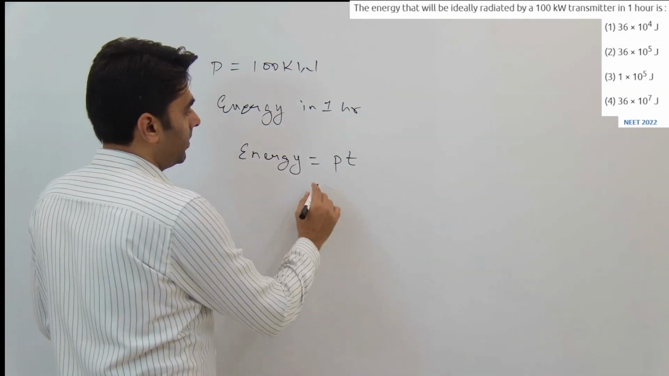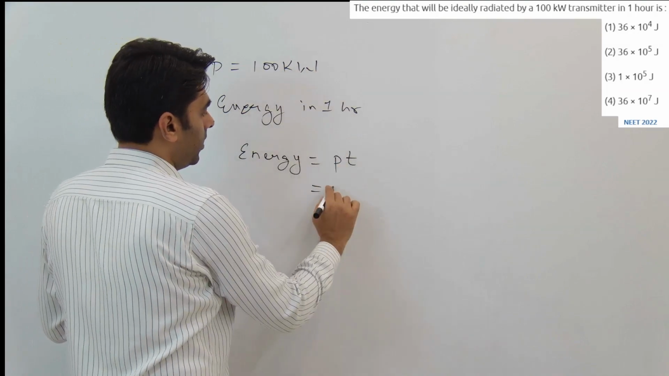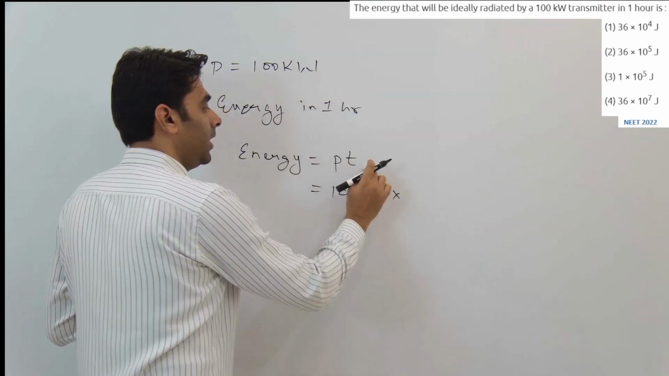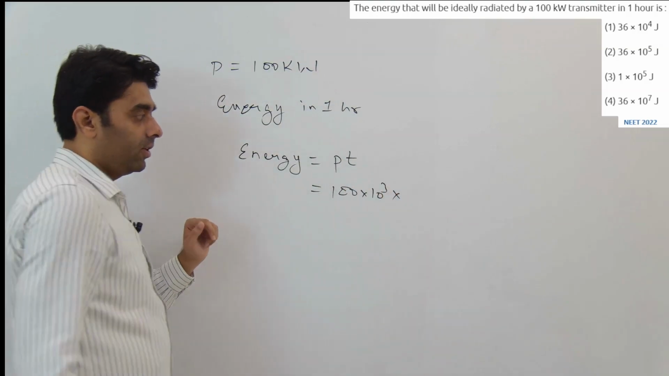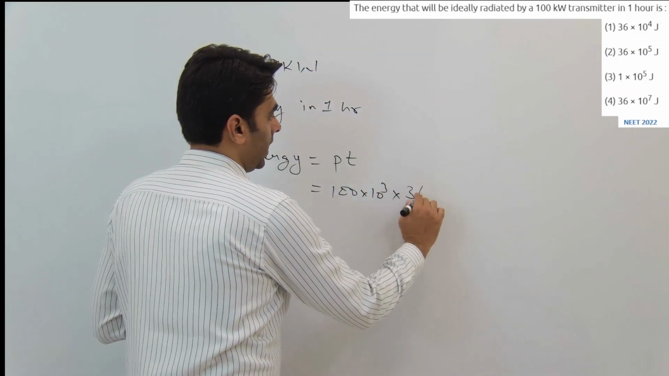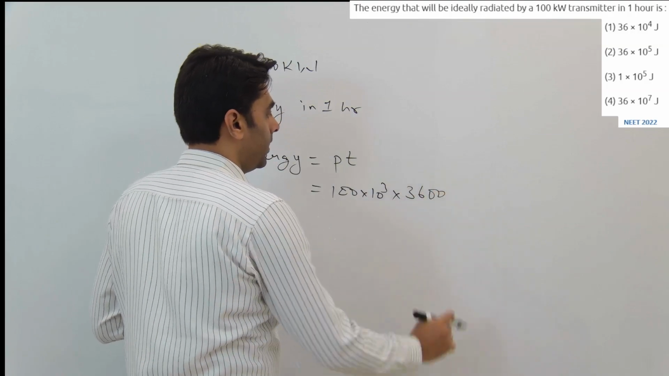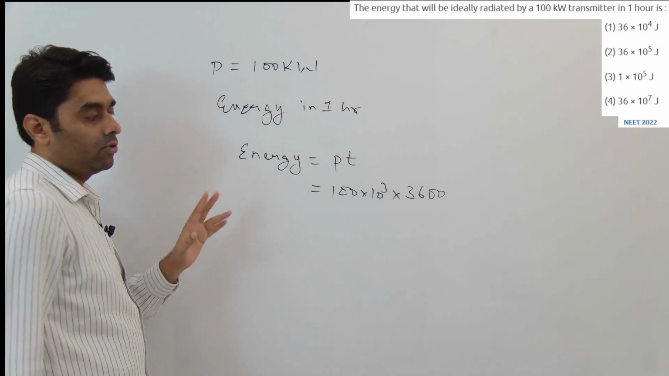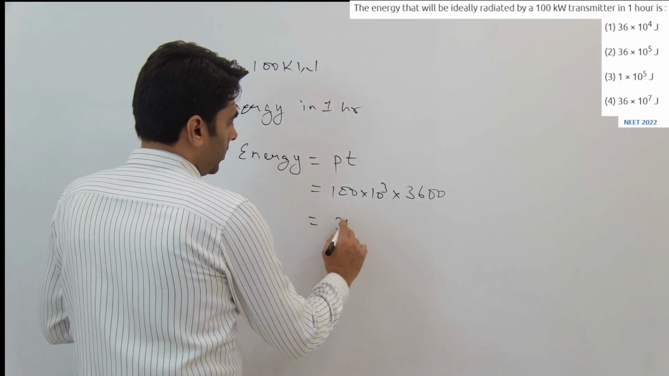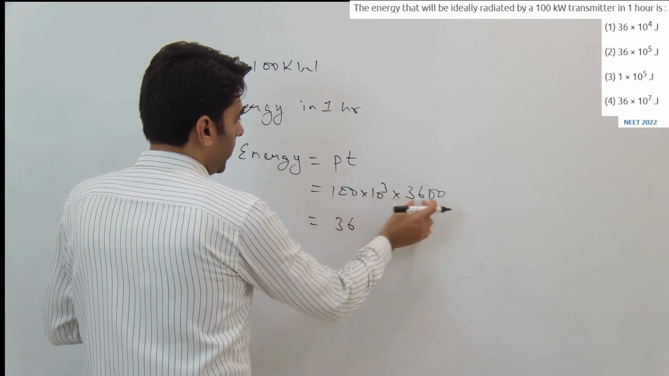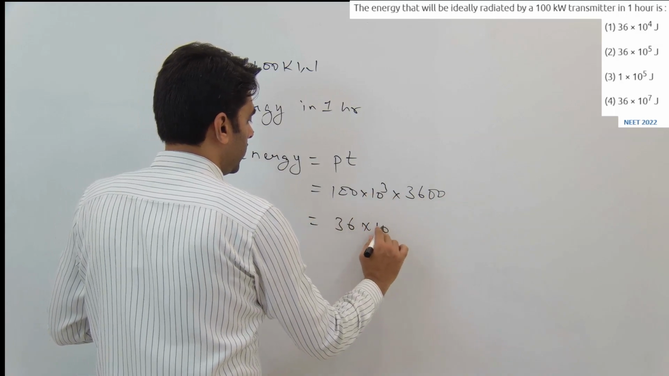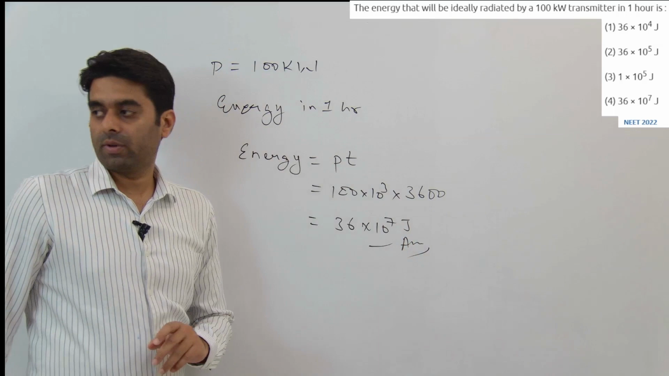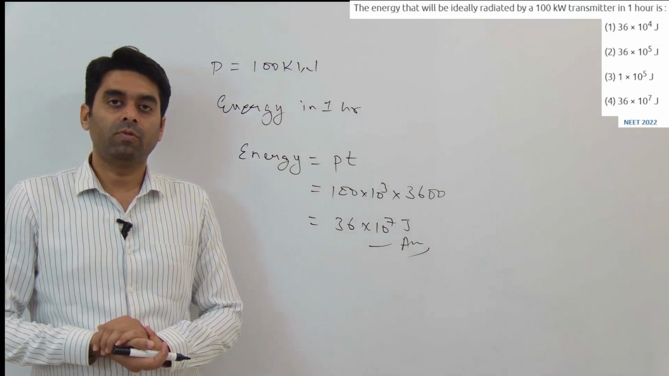In terms of power we can write, power is given to us as 100 kilowatt. 100 kilo will be 10 power 3 into time. Time is in hour, so if we change it into second, it will be 3600 second. Everything is in SI unit, right? So we'll get our answer of energy in joule. How much are we getting? 36 into 10 power 7 joule, which is option number 4, the last option.